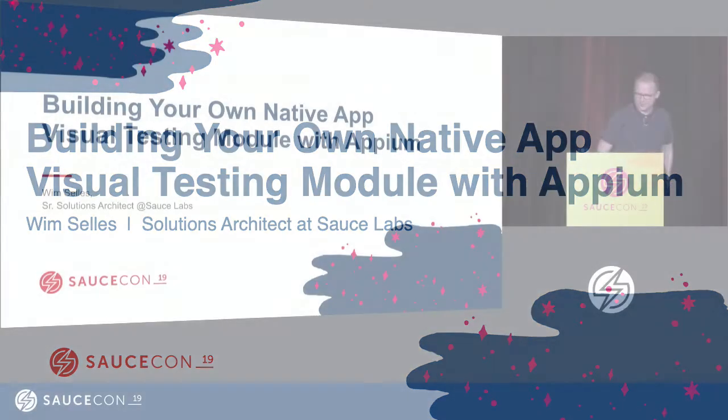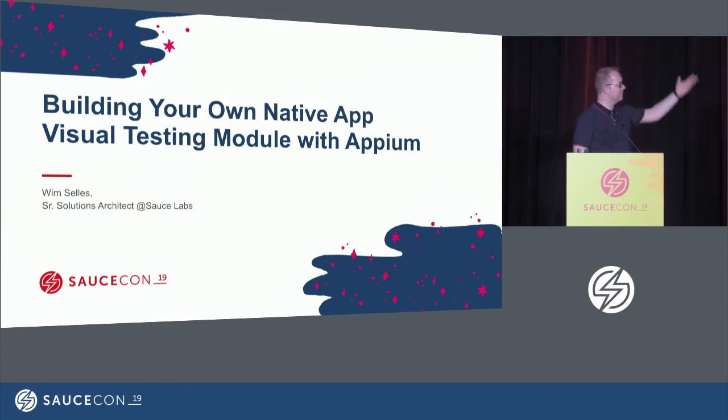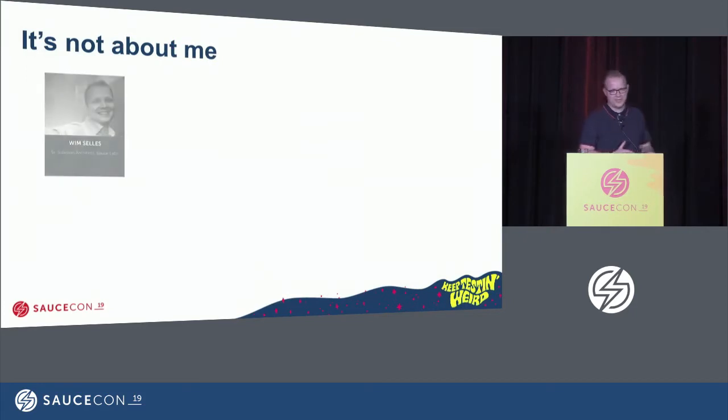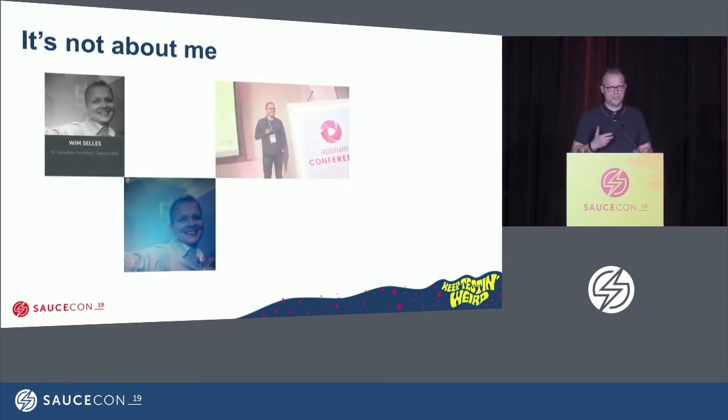You can see me. So, yeah, building your own native app visual testing module with Appium. It's a long sentence. What I'm going to explain today is that I'm going to guide you through all the steps and challenges I've faced, or you also might face, when you would like to develop your own module for native apps. So, yeah, today it's not about me. But you need to have some context.